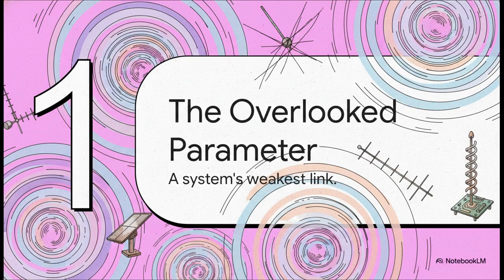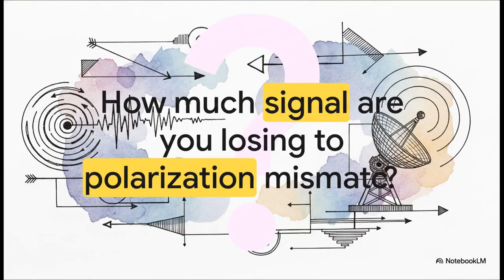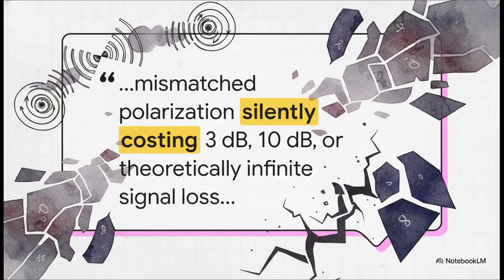Okay, first up, the overlooked parameter. Look, we obsess over things like frequency, power, and bandwidth, right? But so often, it's polarization that quietly becomes the biggest problem in a system. So, I've got to ask you, do you actually know how much signal you might be losing just because of polarization mismatch? This isn't just some academic question. It is a real, measurable issue that can absolutely destroy your performance, even when all your gear seems to be working perfectly.